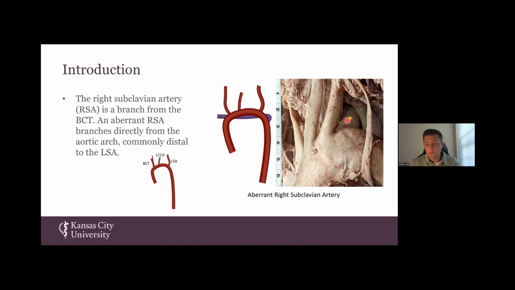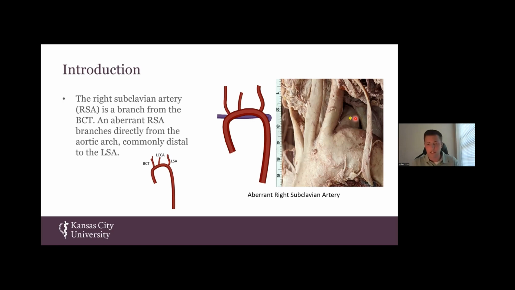And its course typically takes it behind. So if we're looking here where my laser pointer is, those structures, most anteriorly would be the trachea, and then behind that would be the esophagus. So this vessel is traveling typically behind the esophagus, but in some cases it can split the trachea and the esophagus and travel between those. So those are three of the variations that will be useful for our talk today.